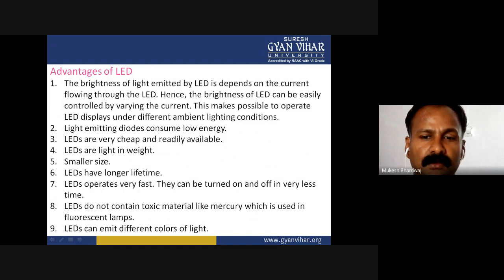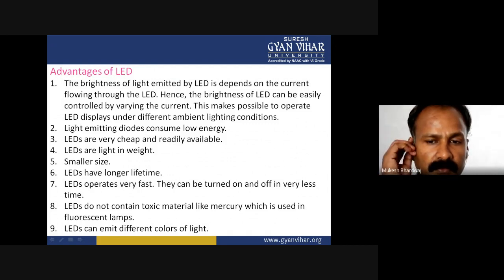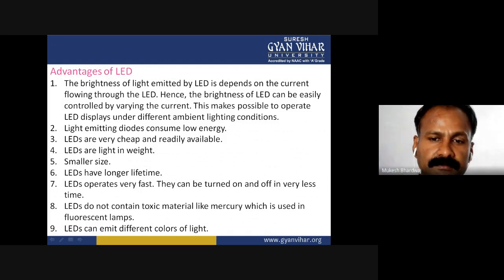LEDs have a longer lifetime. LEDs operate very fast; they can be turned on and off in a very short time, so their transient time is very small. LEDs do not contain toxic material like mercury, which is used in fluorescent lamps. LEDs can emit different colors of light.